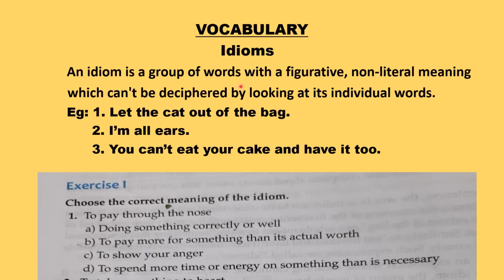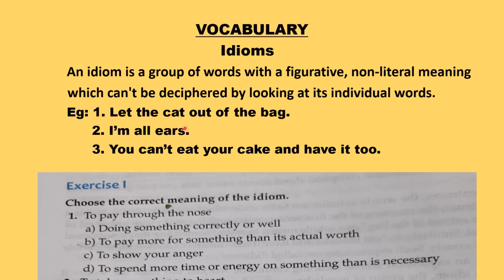An idiom is a group of words with a figurative, non-literal meaning which can't be deciphered by looking at its individual words. For example, if you take this, let the cat out of the bag. There is nothing to do with the cat and a bag. So you cannot rely upon the individual words. It's an idiom, it's an expression. We have to know the meaning of this expression.